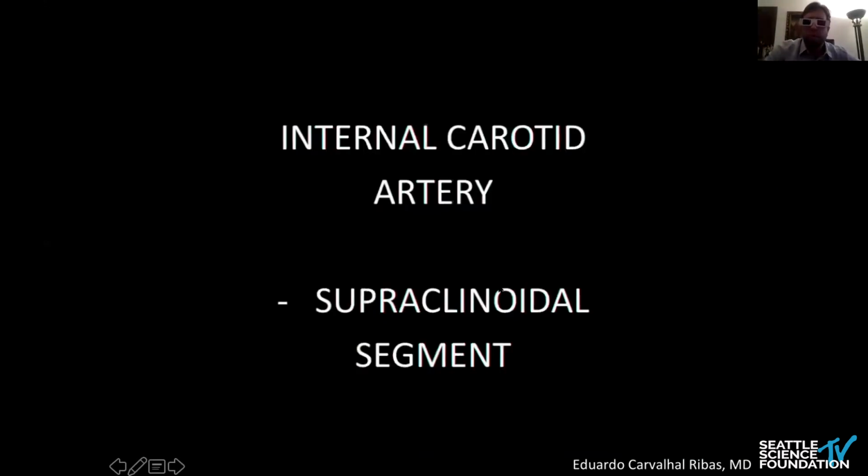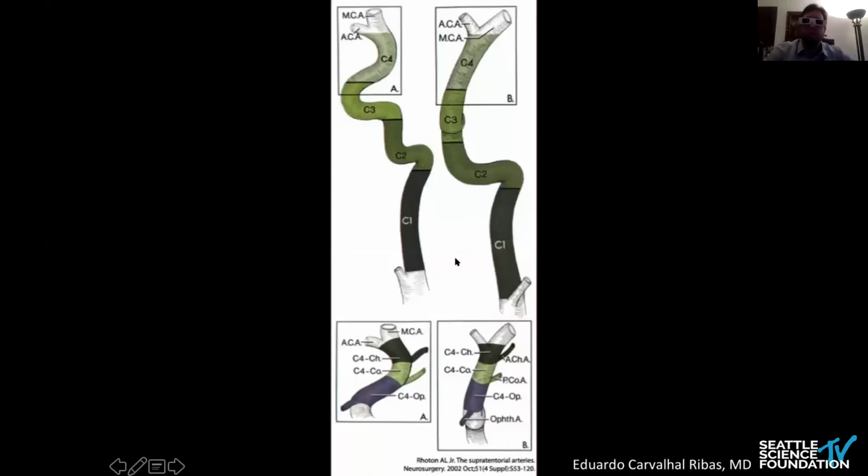Now let's talk about the supraclinoidal segment. The supraclinoidal segment is already intradural, after the upper ring. It has three main branches. The first main branch is the ophthalmic artery. The second one is the posterior communicating artery, and then the anterior choroidal artery. And then it will bifurcate into ACA and MCA.